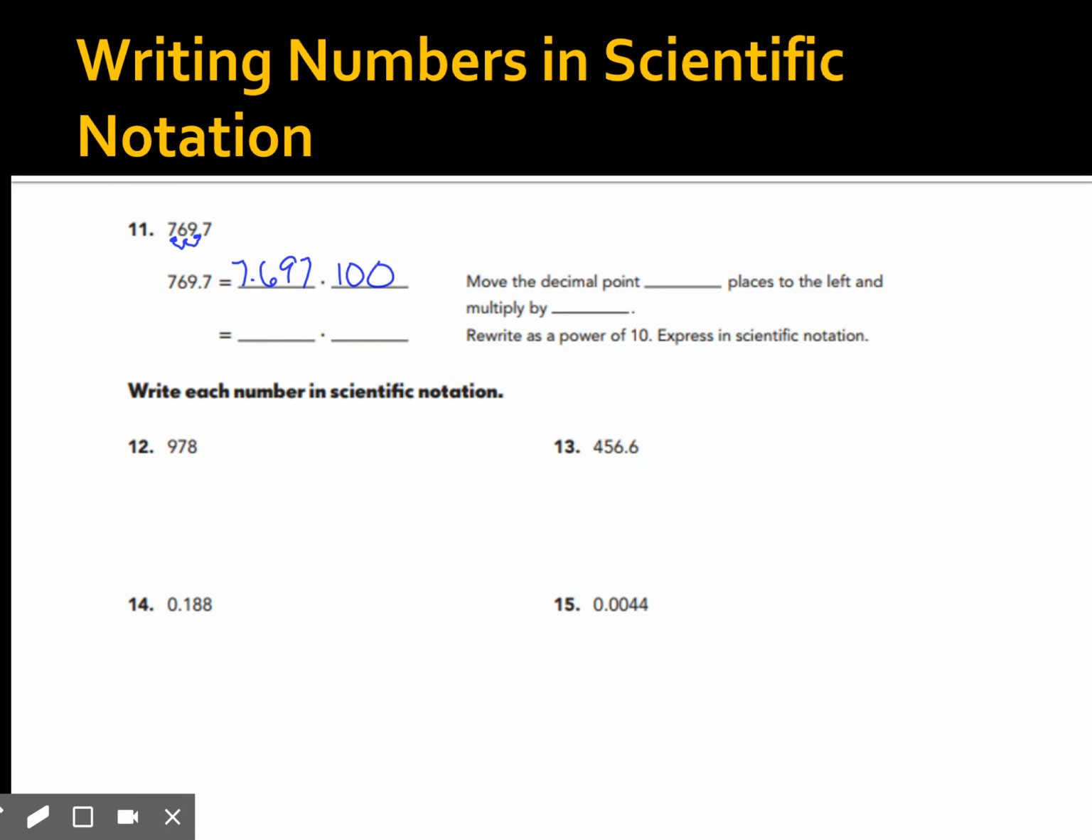I get 100 by just putting the 1 and adding how many zeros I move my decimal. So I move my decimal 2 spaces to the left. So 1, 2 makes it 100. So again, I move the decimal 2 places to the left, which told me to multiply by 100. So this stays 7.697, and 100 in exponential form is 10 squared. Again, there's 2 zeros here, 1, 2, so 10 squared. Or again, I move my decimal 1, 2 spaces, so that's where I get the exponent of 2.